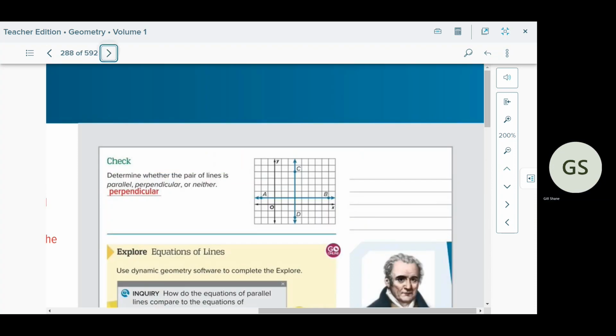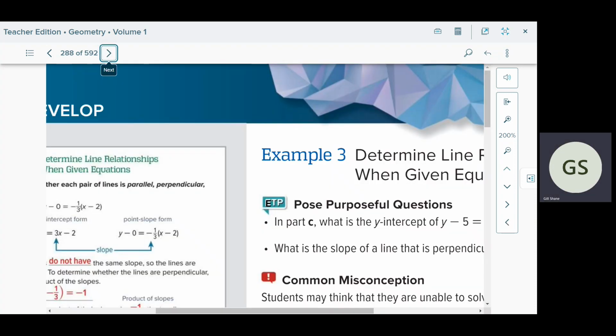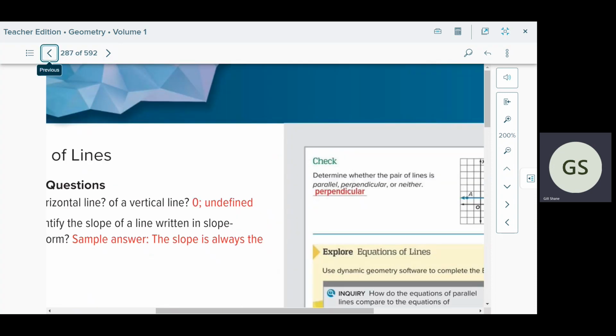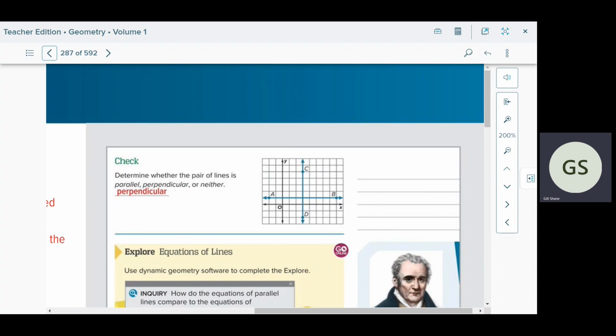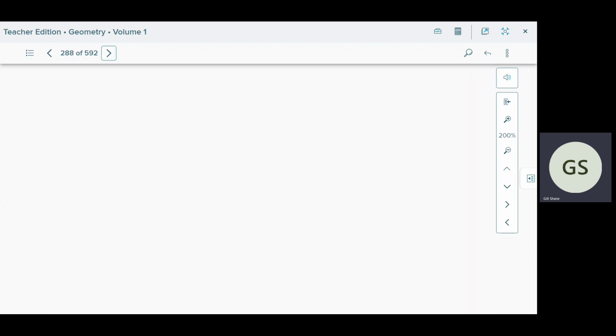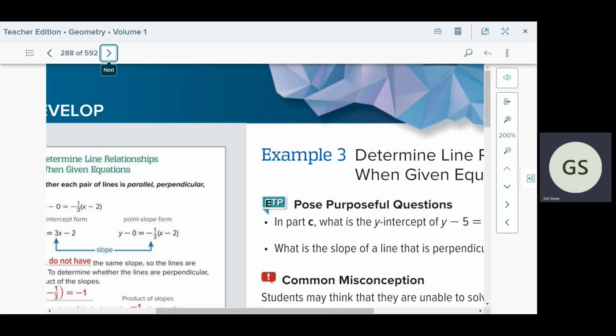Examples on that. Oh, by the way, a horizontal line has a slope of 0. So if you see this right here, horizontal line, line AB has a slope of 0. A vertical line CD has an undefined slope because you wind up dividing by 0 and we can't divide by 0. Just remember a horizontal line and a vertical line are perpendicular.